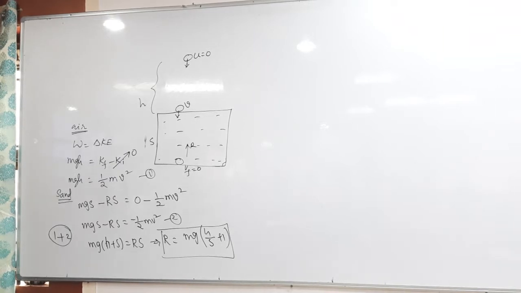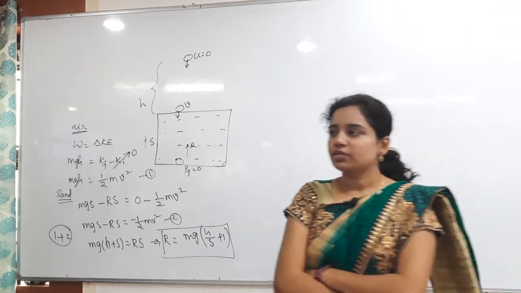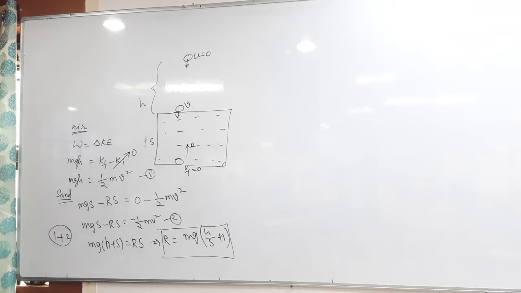What answer? This much time? V square by 2g, no? Displacement, you have to find the x value. The frictional force F is given. m v square by? Very good. Very good. That's so simple. Don't make it difficult.